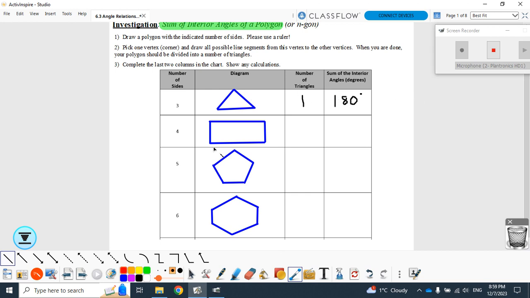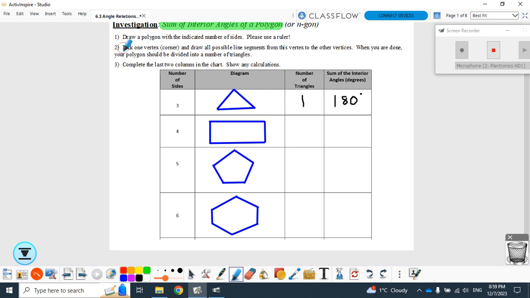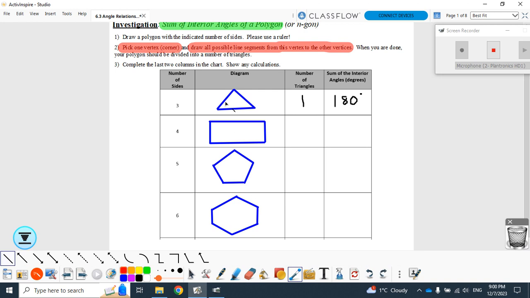So again, going back to step number 2, we're going to pick one vertex or one corner, and draw all the possible line segments from this corner to the other corners. Let's start with the triangle. Let's start in the bottom left. We start here, draw a line to that corner, and then draw a line to the other corner. Notice how there's just one triangle there. We're not shocked by that. In fact, we already knew that from the very beginning.